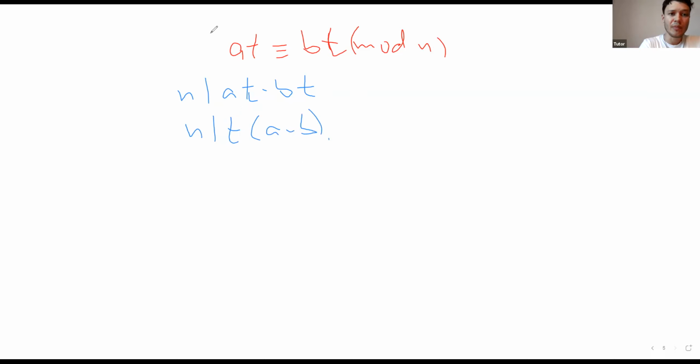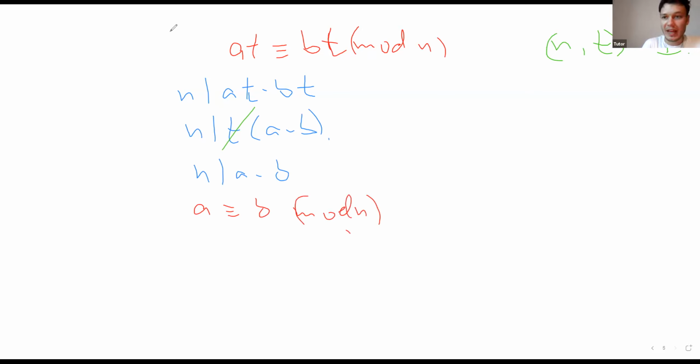Now look at this thing. If n and t were to be a good pair, if n and t don't have any common factors, then I can just remove the t in here. And I would get what? I would just get that n divides a minus b, which means that a is going to be congruent with b mod n. So basically, if n and t are good to each other, then I can just cancel the t, and I'm going to get a congruent with b mod n. Okay, so this is fine. So it turns out that if I have good pairs n and t, then if t and n is good, I can cancel the t.